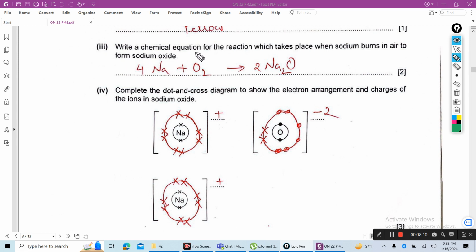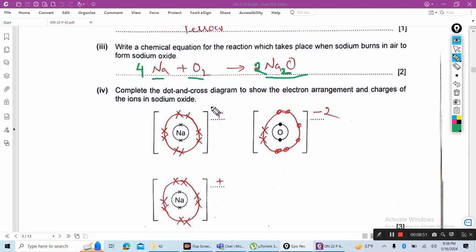3. Write a chemical equation for the reaction which takes place when sodium burns in air to form sodium oxide. Sodium reacts with oxygen to form sodium oxide. Oxygen valence is 2, sodium valence is 1, so 1 no need to write. Now right hand side has 1 oxygen, left hand side has 2 oxygen, so we have to write here 2. Now sodium atom 2 to the 4 atom, so I have to write here 4. Sodium oxide.